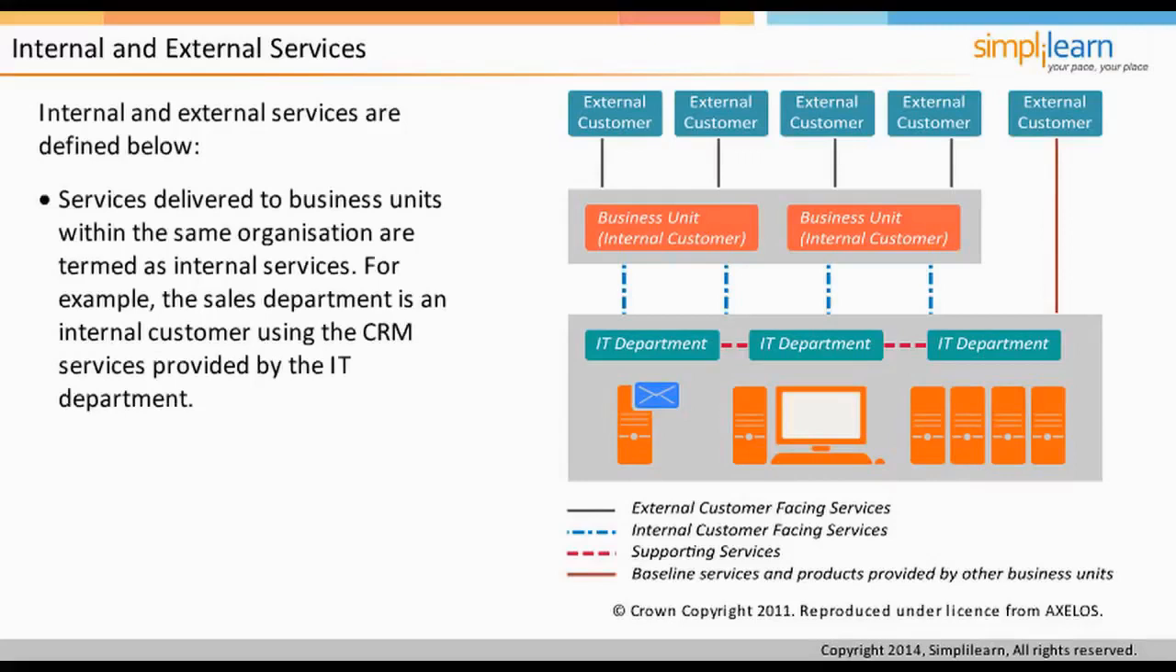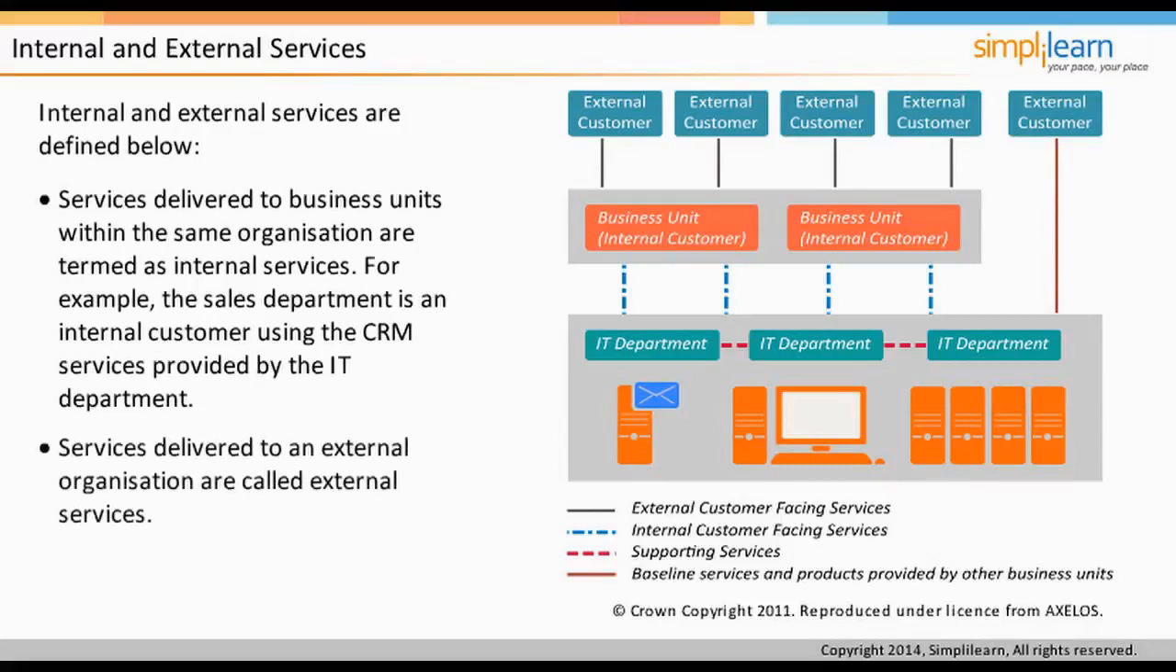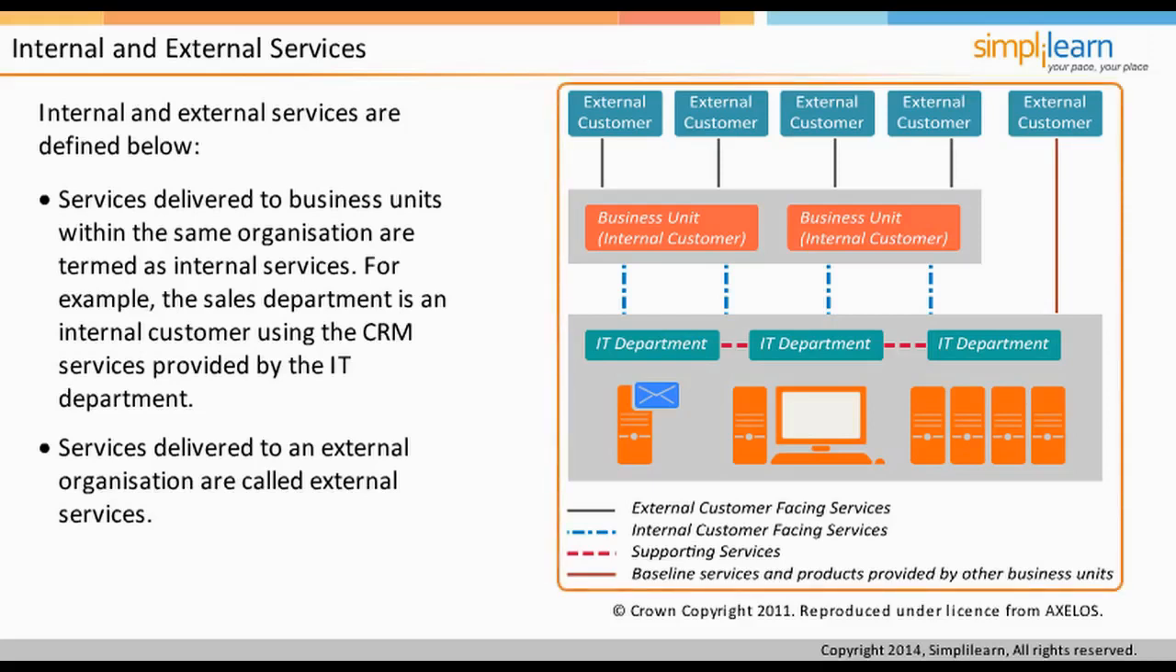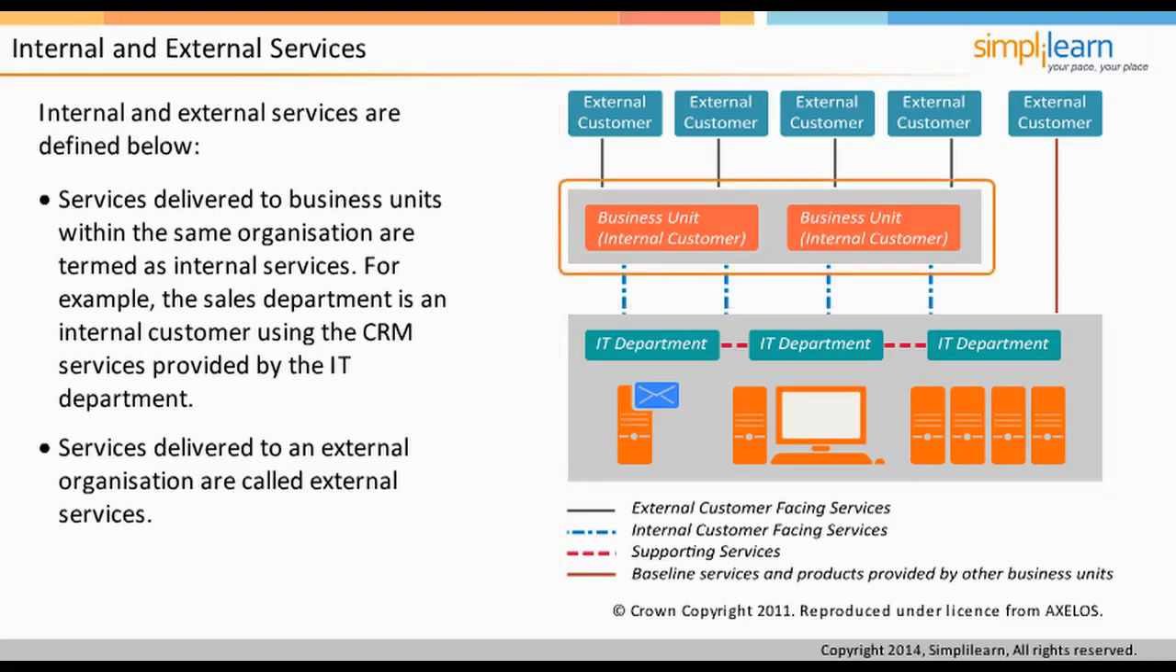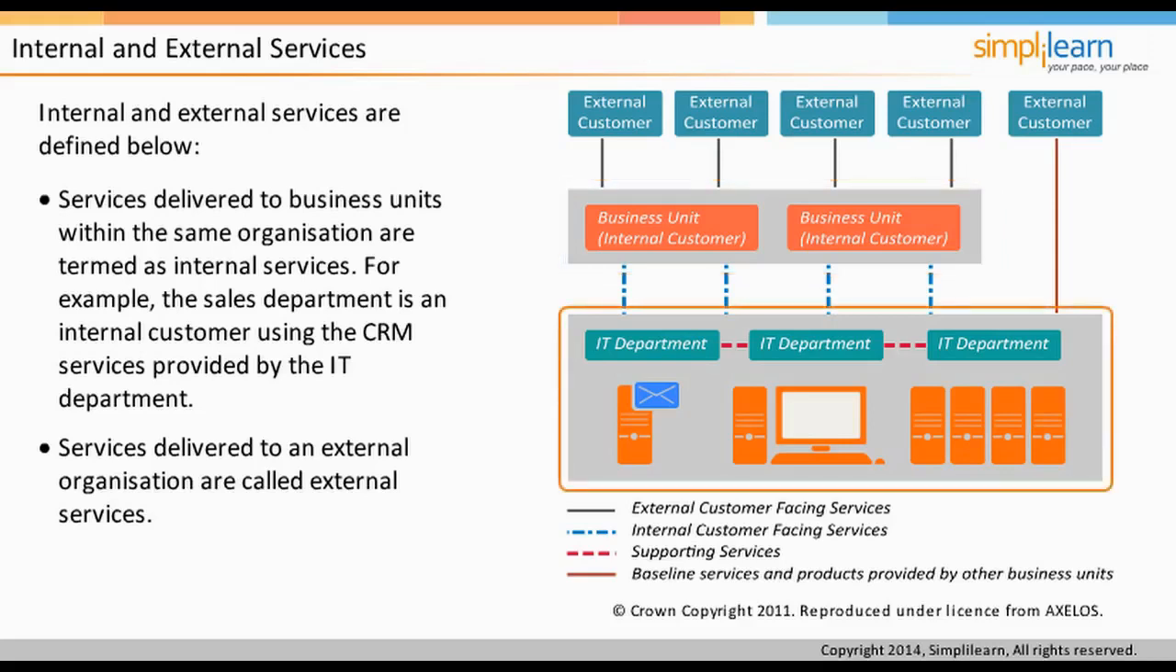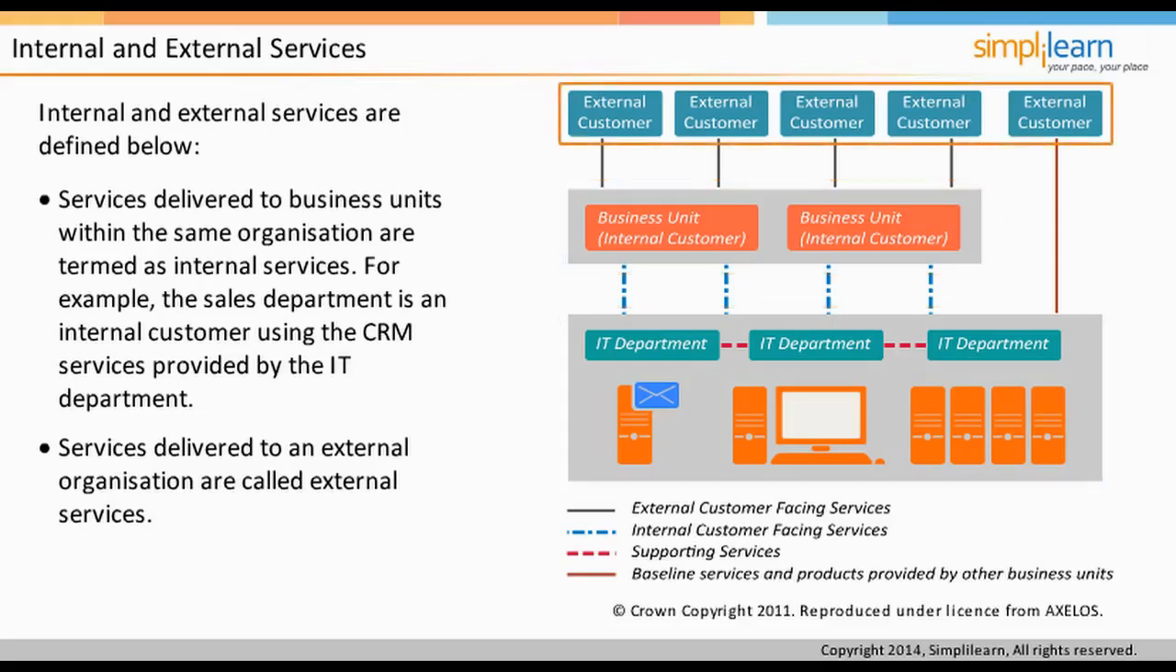Services delivered to business units within the same organization are called internal services, whereas services delivered to an external organization are called external services. The concept of internal and external services is explained further with an image shown on the screen. In this image, the IT department is providing services to business units which belong to the same organization. Such services are known as internal services. For example, the sales department is an internal customer using the CRM services provided by the IT department.